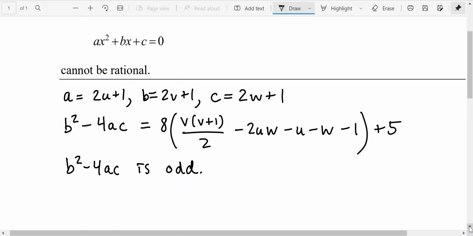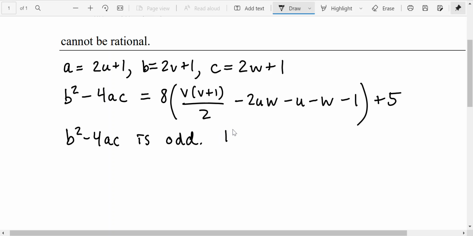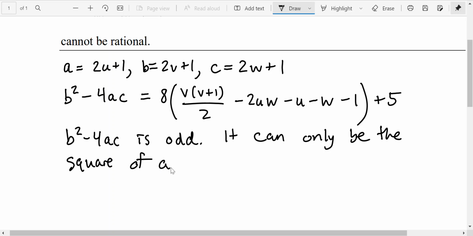Well, if it's going to be a perfect square, it can only be the square of an odd integer. And we're going to show that that is actually impossible. Okay, well, we're going to begin by noticing that every odd integer has the form 4k plus 1 or 4k minus 1 for some integer k. In other words, every odd integer is either one more or one less than a multiple of 4.